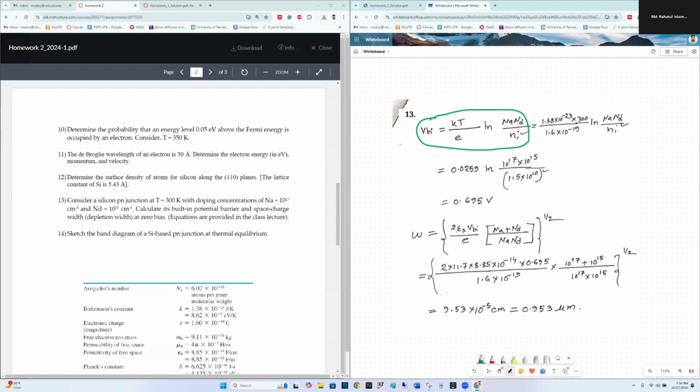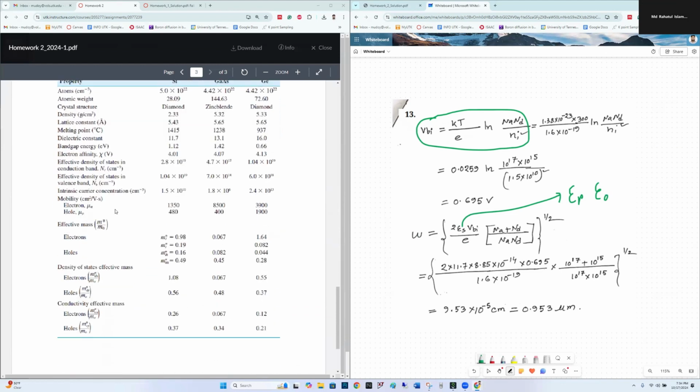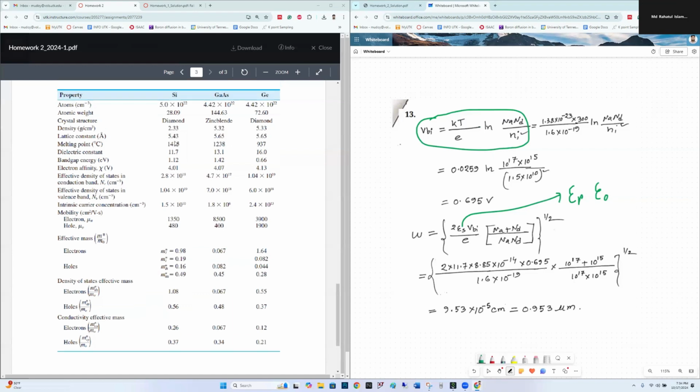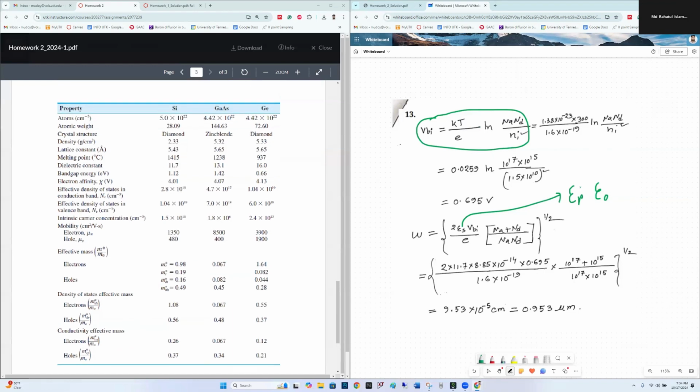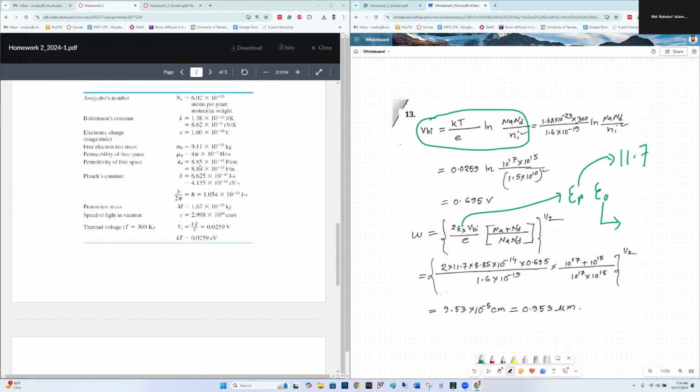Let's move to the space charge width. We have the square root of 2 epsilon S VBI divided by e, times the dopant terms. In the width formula, what is epsilon S? It's basically epsilon R times epsilon naught. Epsilon R is the relative permittivity or dielectric constant, which is given in the table. The dielectric constant for silicon is 11.7. And epsilon naught, the permittivity of free space, is given in this table, 8.854 times 10 to the power minus 14 farad per centimeter.